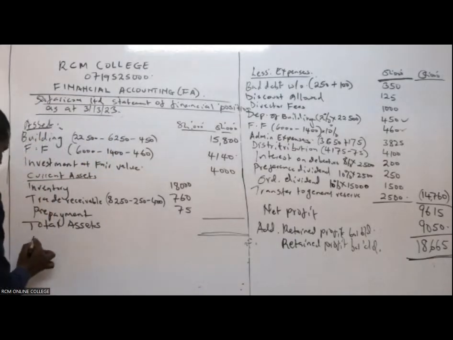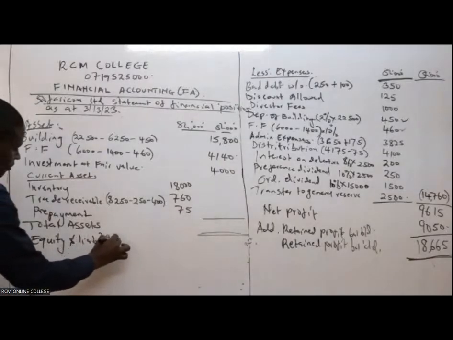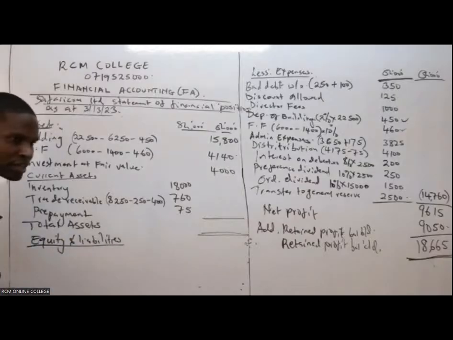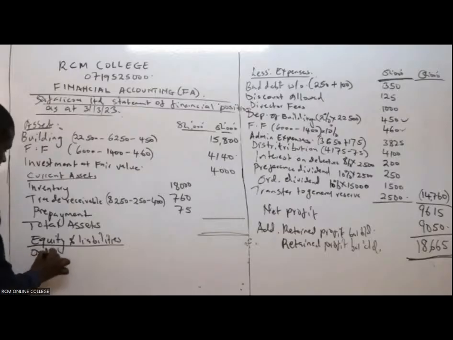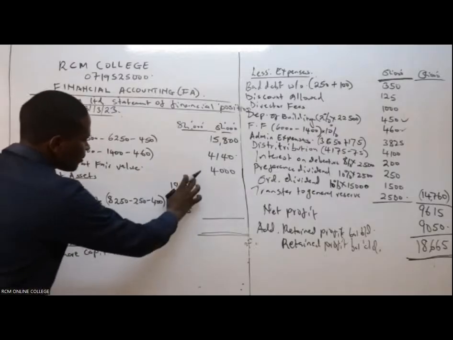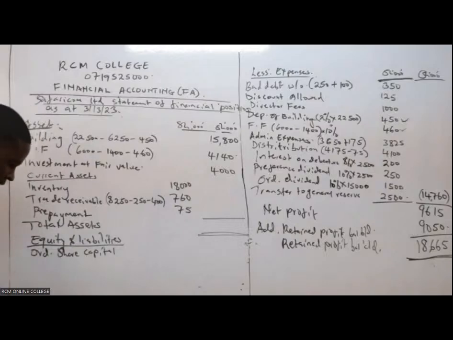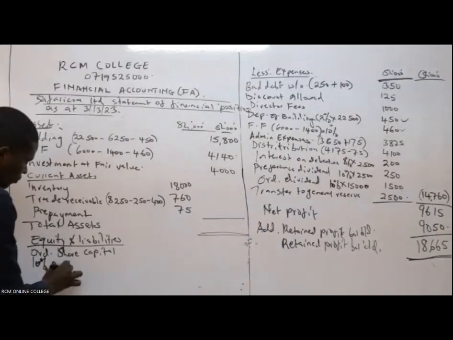Equity and liability is the next section, which we have ordinary share capital. So you're giving me the total there. Put all of these here so that we get total assets. 10% preference share. These we take directly.